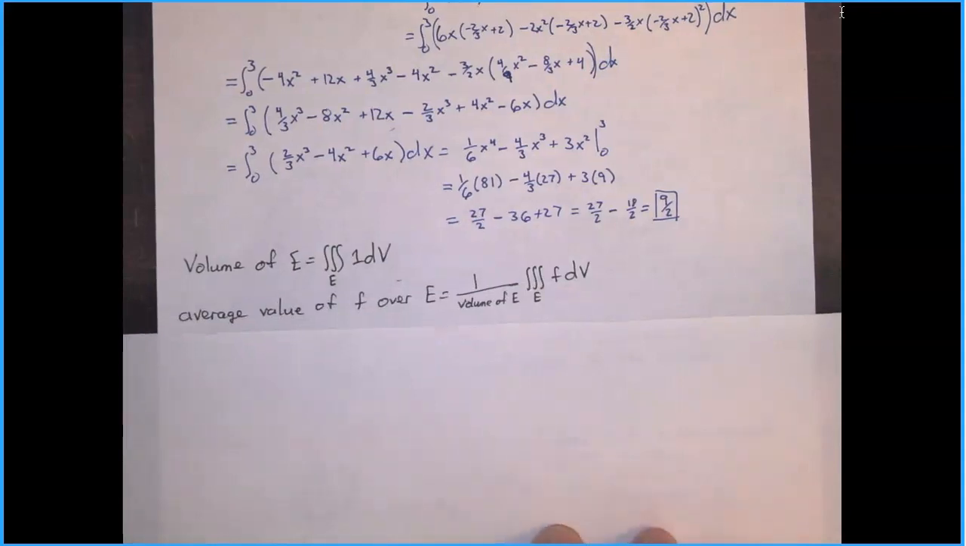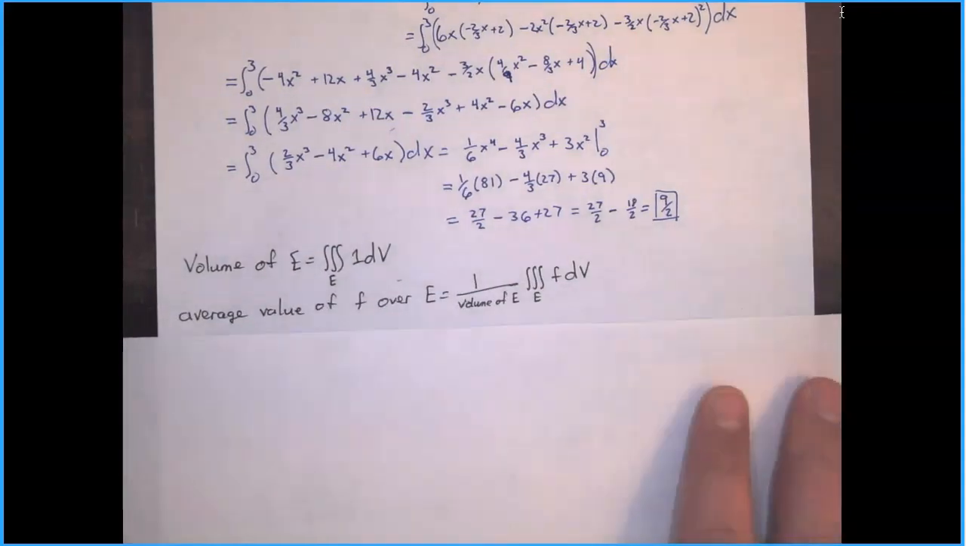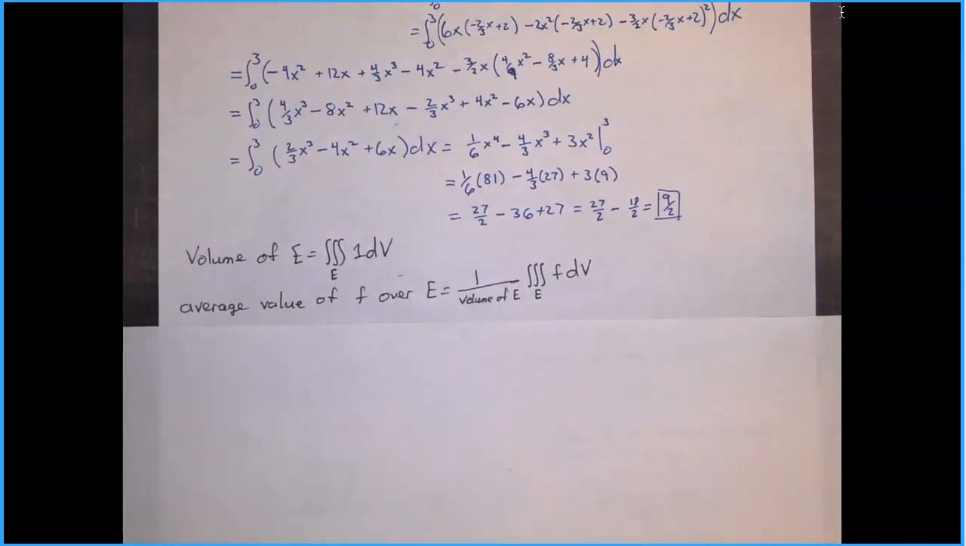If I want the average value of a function over a solid, I integrate that function over the solid and divide by the volume. This is similar to what we saw for double integrals: I divide by the area to get the average value. It's what we saw in, I believe, Calc 2, where you divide by the length of the interval to get the average value of the function for a single integral. So it's a similar definition.